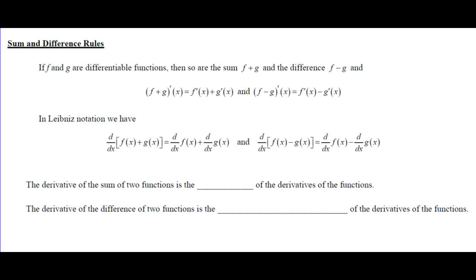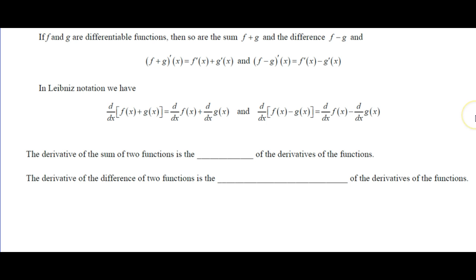So the sum and difference rules. If f and g are differentiable functions, then so are the sum f plus g and the difference f minus g. And f plus g prime of x is equal to f prime of x plus g prime of x, and f minus g prime of x is equal to f prime of x minus g prime of x. Or in Leibniz notation, d by dx of the sum f of x plus g of x. So the derivative of the sum of two functions is the sum of the derivatives, and the derivative of the difference of two functions is the difference.